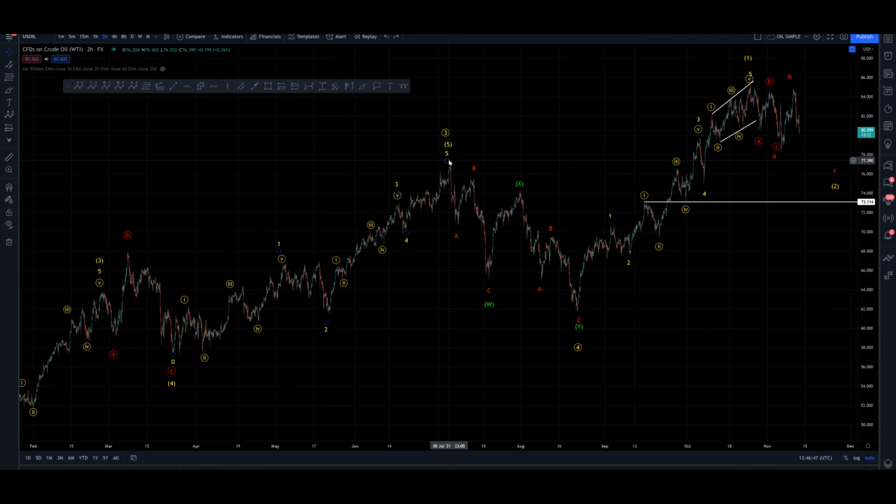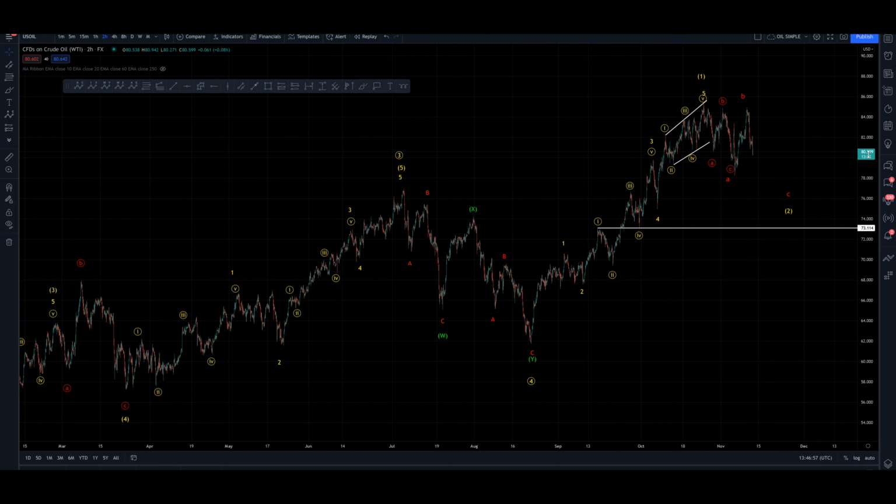Right, for the next few minutes we're going to be looking at the CFDs on crude oil for WTI, West Texas Intermediate, updating our Elliott wave count and also looking at some basic technical analysis. Now we're here on the 2-hour chart.